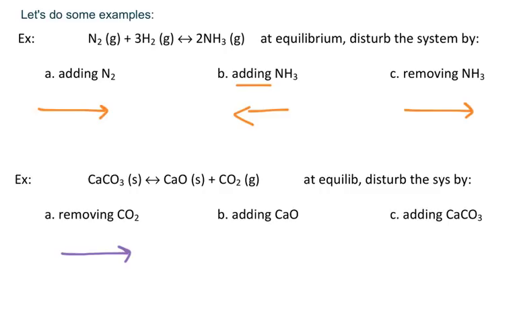Next one, we're going to add CaO. Well, CaO is on the right side, so you would think you would shift away from that addition, but it is a solid substance. Solids and liquids do not go in the equilibrium expression. Therefore, they do not affect the equilibrium position if you do anything to them. So with this, there is no shift. It doesn't do anything. And the same thing with CaCO3. That is also a solid. So doing anything to that, no shift.